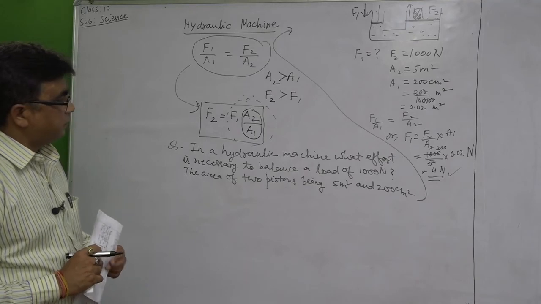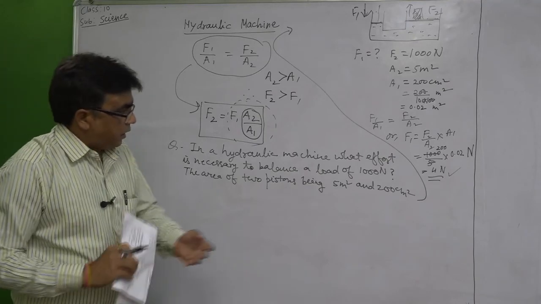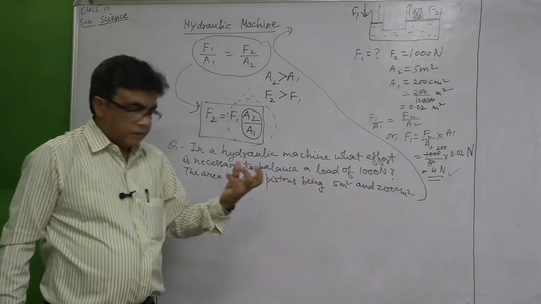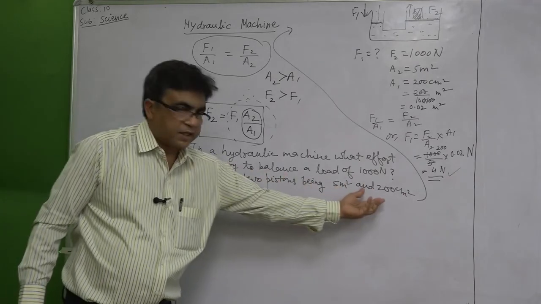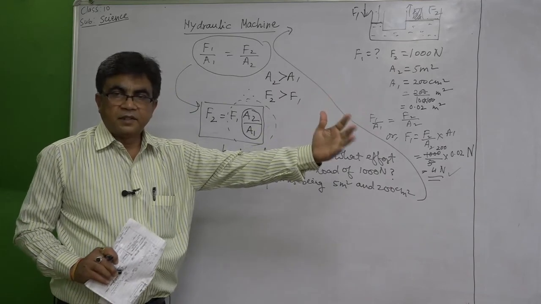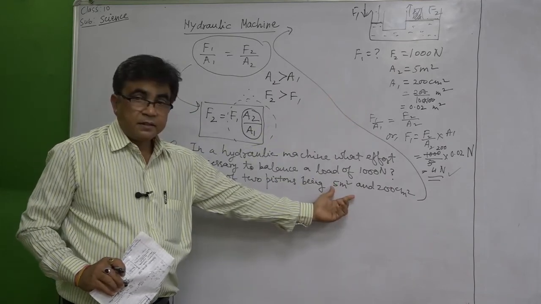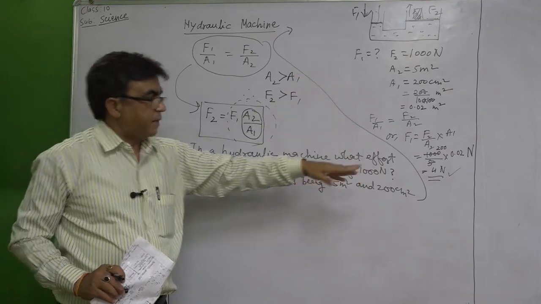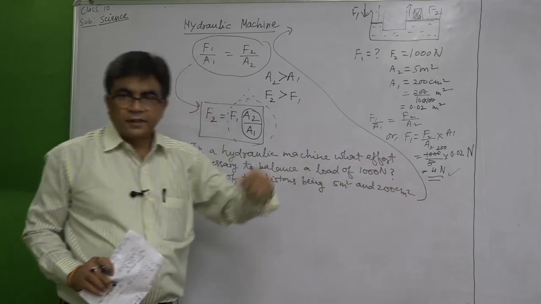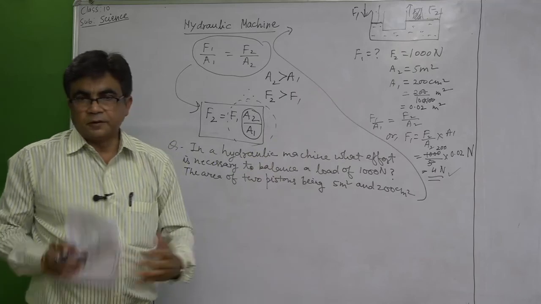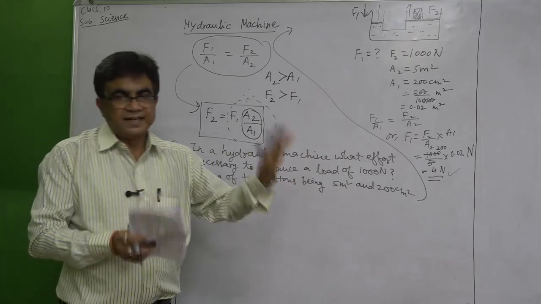So in this question, because A1 is very small, 200 centimeter square, and A2, the area of the larger piston, is very large, to lift a load of 1000 Newton very easily, by applying just 4 Newton effort we can balance our 1000 Newton.